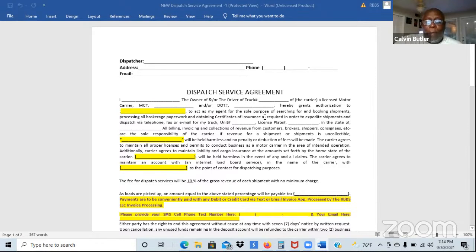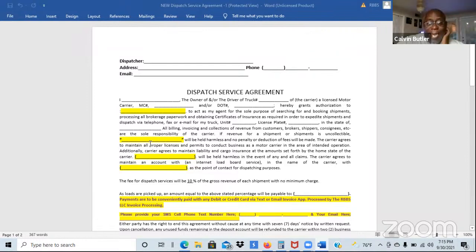That's why it says for the sole purpose of searching for and booking shipments, processing all brokerage paperwork, and obtaining certificates of insurance as required in order to expedite shipments and dispatch via telephone, fax, or email for my truck. Unit number, the truck number goes there, license plate number, the license plate number goes there, in the state that they're operating out of. All billings, invoicing, and collections of revenue from customers, brokers, shippers, consignees, etc., are the sole responsibility of the carrier. If revenue for a shipment or shipments is uncollectible, your name, preferably your company name, goes here, will be held harmless and no penalty of deduction of fees will be made.